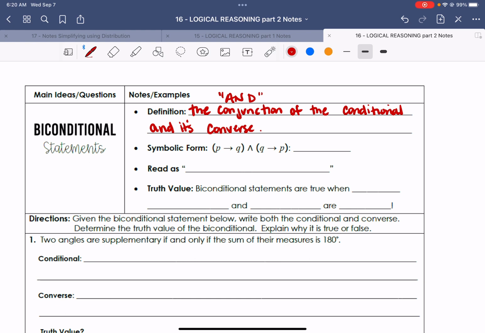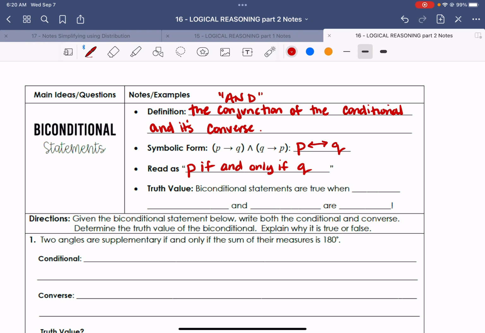Okay, the symbolic form isn't super important. Most of the time you're going to see it written as like a back and forth arrow. But what's important is that you know how to read it. We read it by saying P, whatever the first part is, if and only if Q. So it's one of those things that happens if something else happens and only when that other thing happens.